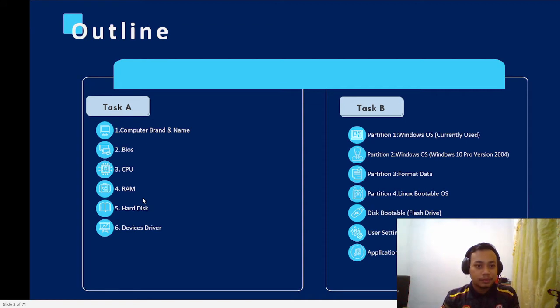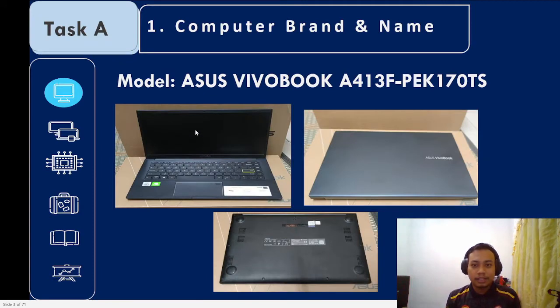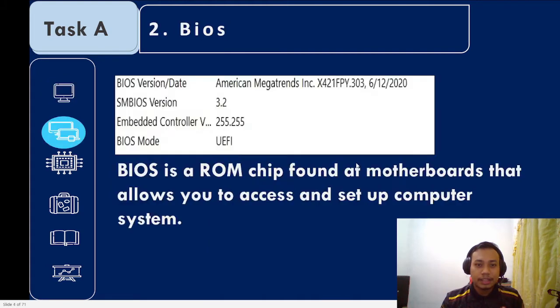And for me, I'm gonna explain about Task A, which contains computer brand and name, BIOS, CPU, RAM, hard disk, and device driver that we chose for one of the laptops. The computer brand and name that we chose is the Asus VivoBook A413FPEK170TS, and these are the images that we took. The brand is Asus.